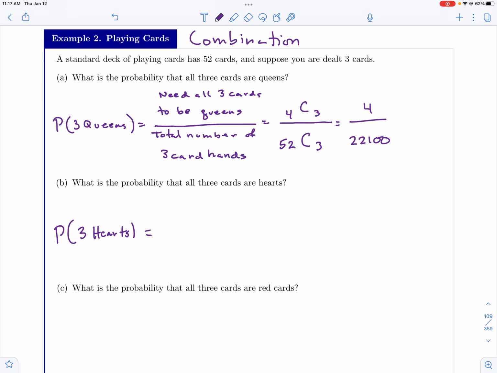So our bottom number is going to be exactly the same, the total number of 3 card hands, which is going to be our 52C3. So our top number, since in this case we're focused only on hearts, since there's 13 hearts in the deck, we only want to choose from those 13, and then we are going to choose 3 of them, so we're going to end up with 13C3 over 52C3 for our probability of 3 hearts. And again, you can type this in the calculator later. I'm just going to leave it at this for now.